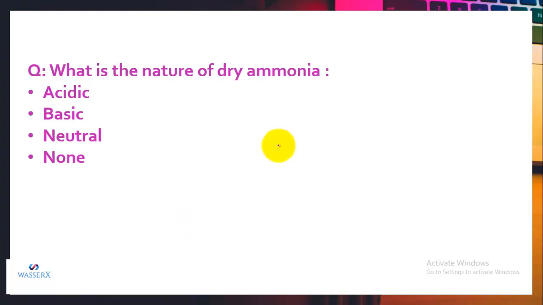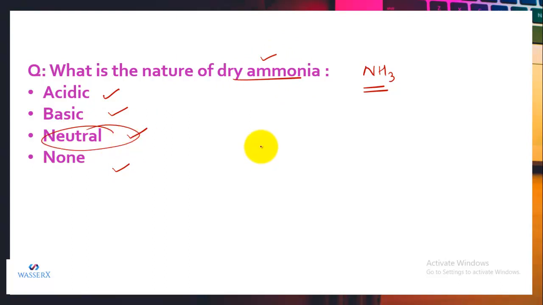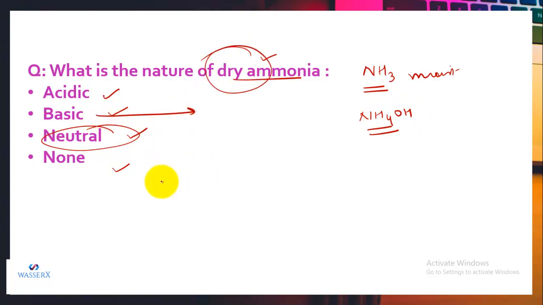The next question is, what is the nature of dry ammonia? Dry ammonia is NH3. Let's see what the nature of dry ammonia is. Is it acidic, basic, neutral, or none? Dry ammonia is regarded as a neutral substance. But if it has a little amount of water in it, or you can say it is moist in nature, then it forms NH4OH and is regarded as a base. Otherwise, if it is mentioned as dry ammonia, it is neutral in nature.